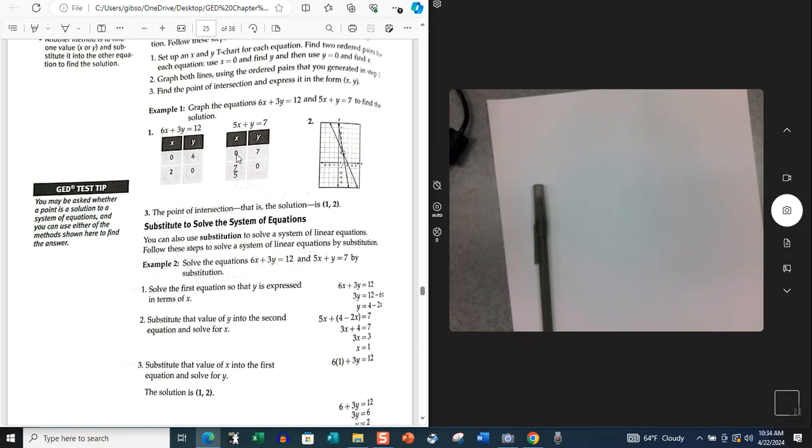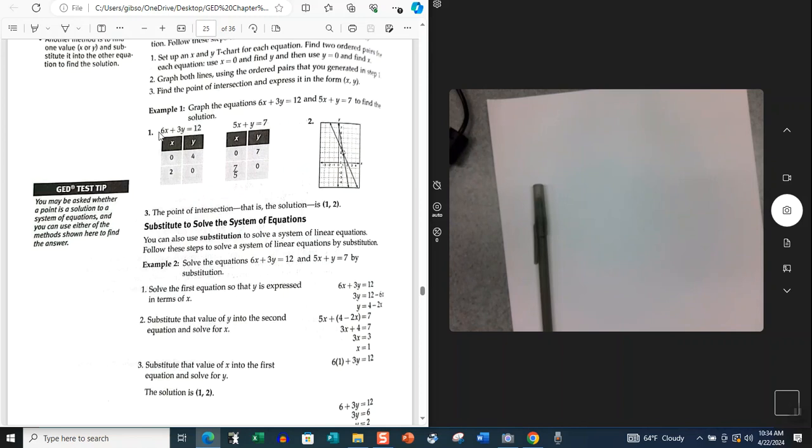And then here they put x is 0, then y had to be 7. And when y was 0, that means x had to be 7/5. And they graphed those points, and then the intersection was at (1, 2). So if you went back and substituted in (1, 2) into the equations, then that will work in both equations.